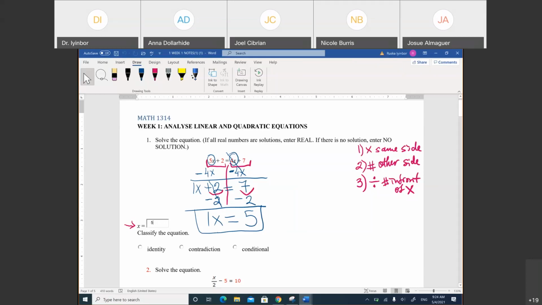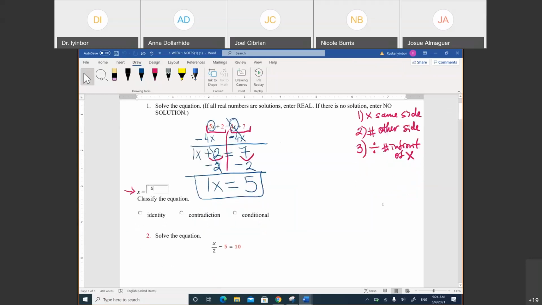Okay, so that's how you solve the linear equation. And now we need to classify the equation. Is it identity, contradiction, or conditional? So if you solve it and you get x equals something, then it's a conditional equation. Okay, so that's my answer here. It's a conditional. I'm going to write here: if you have x equals a number, it's a conditional. If you solve it and you get x equals something, it's a conditional.